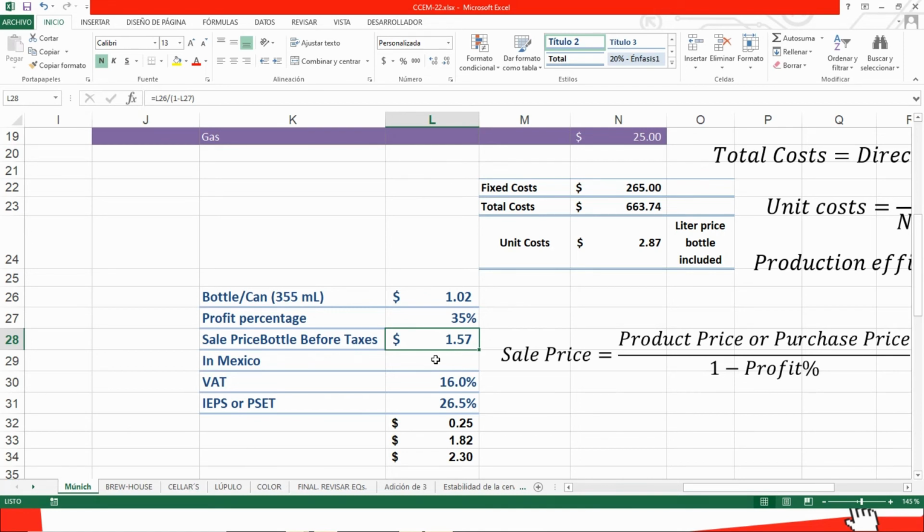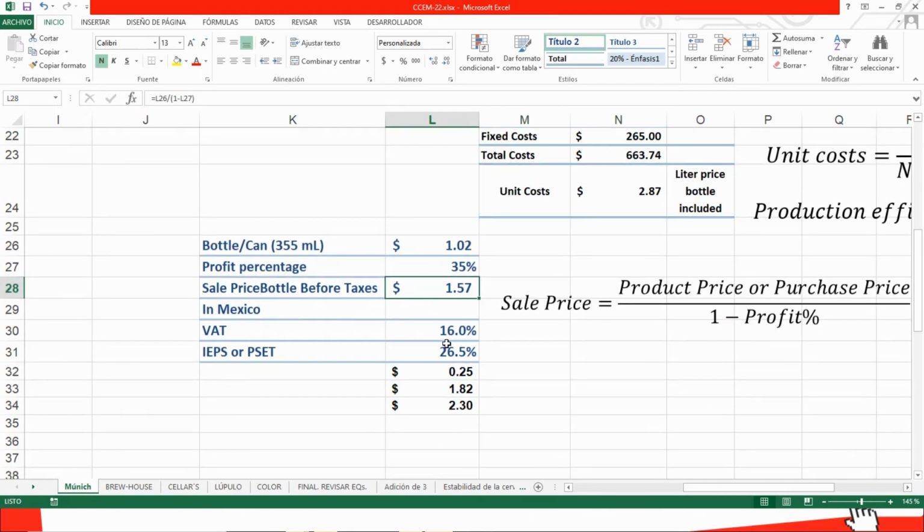And let me tell you that taxes may vary according to your country. So in my case, in Mexico, we have to pay 2 different taxes. The VAT, that is around 16%, and the special tax for products and services, that is 26.5%. This is the beer price with the taxes included in Mexico.